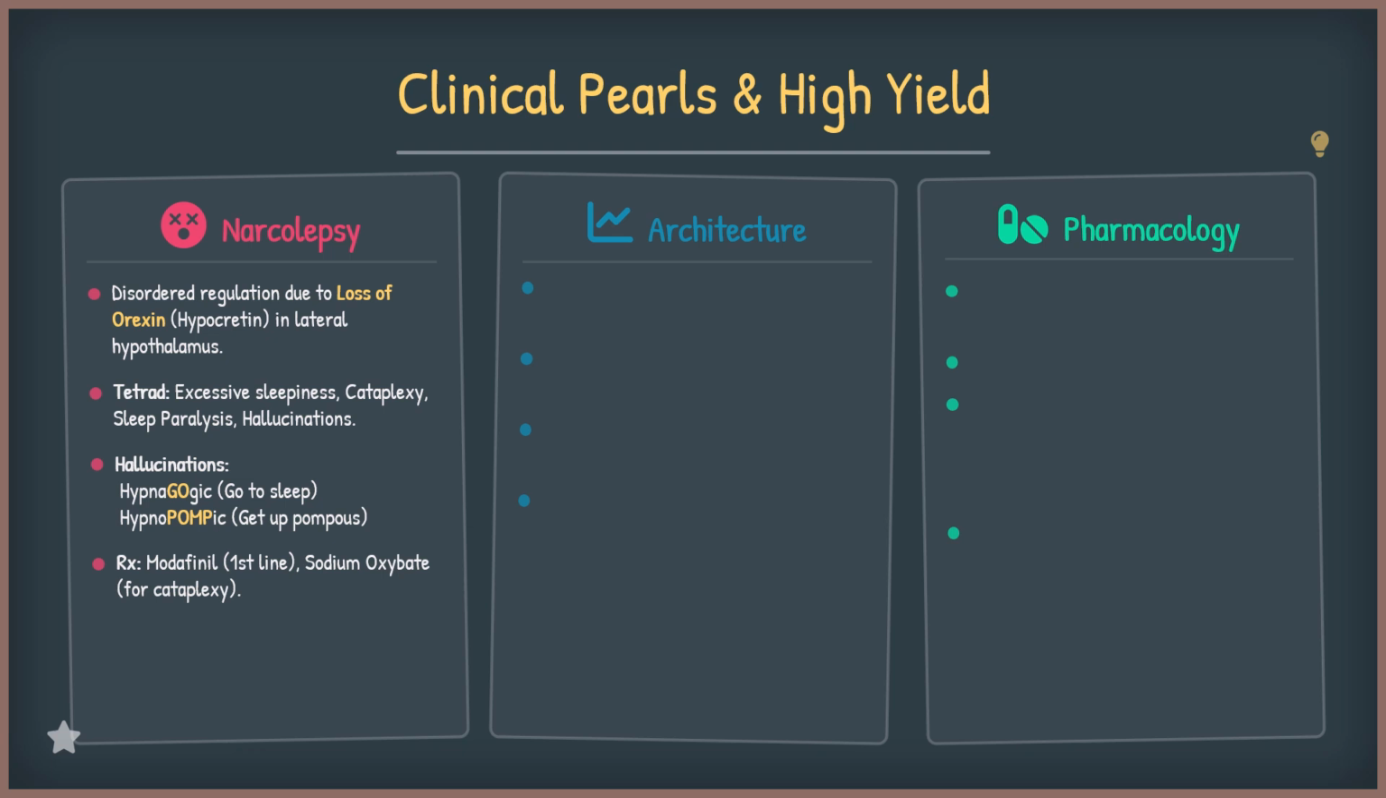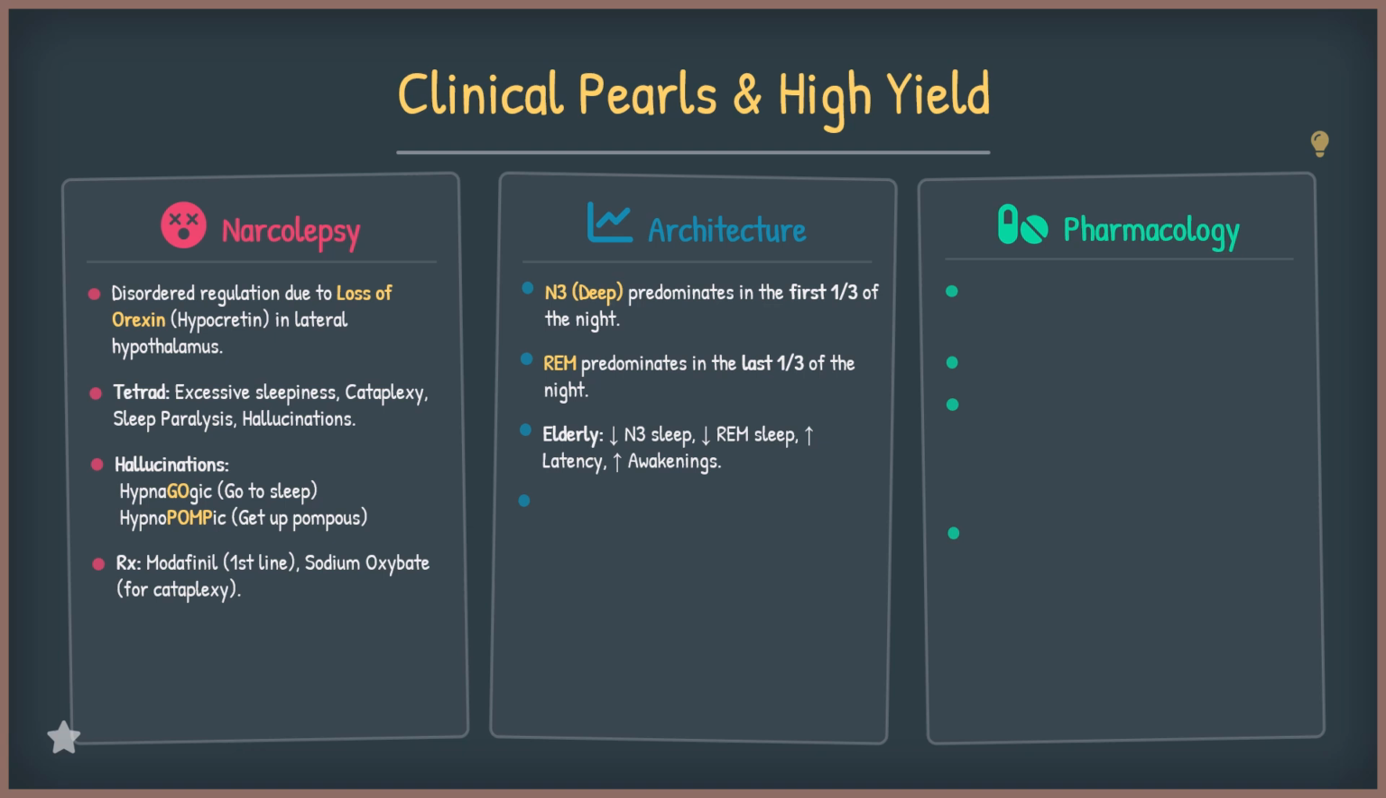These are high-yield facts that you need to remember about architecture. So the N3, the deep sleep, predominates in the first third, again 3 for 3. REM predominates in the last third of the night. In elderly patients, this is important for the PRITE: decreased N3 sleep, decreased REM sleep, increased latency, and increased awakenings. So we're decreasing the quality of sleep, increasing latency, and increasing awakenings. So think about the early bird elderly patients.